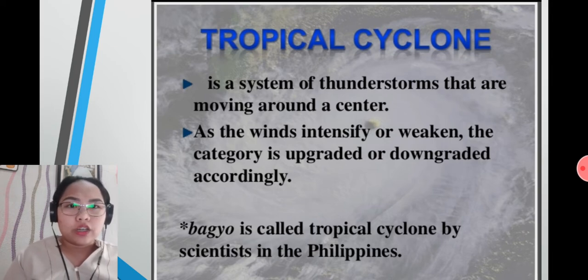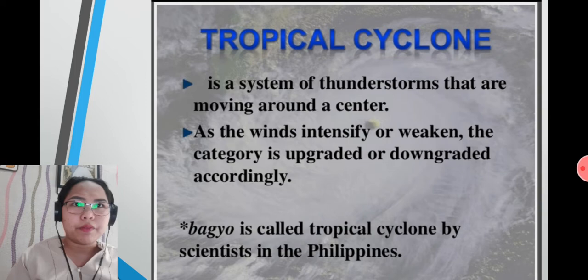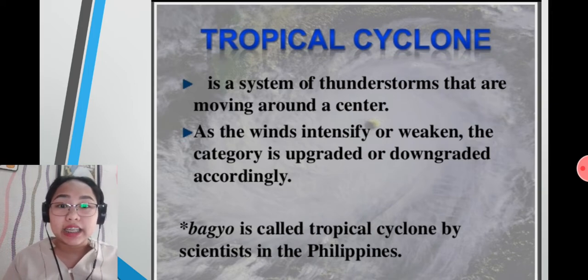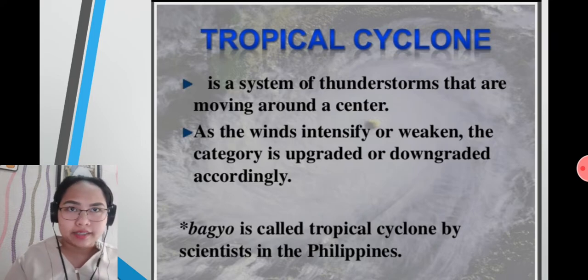So, tropical cyclone is a system of thunderstorms that are moving around the center. As the winds intensify or weaken, the category is upgraded or downgraded accordingly. So, we have here a note, Bagyo is called tropical cyclone by scientists in the Philippines. So, here are the four categories.